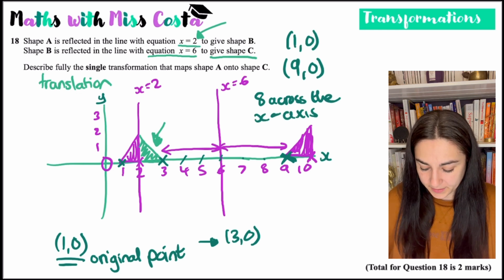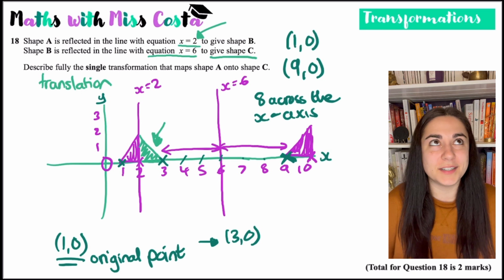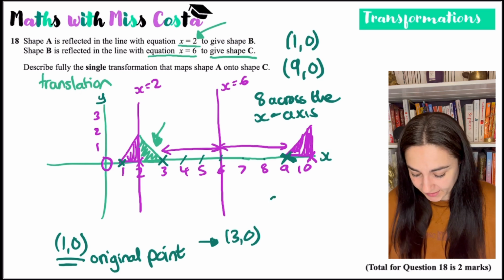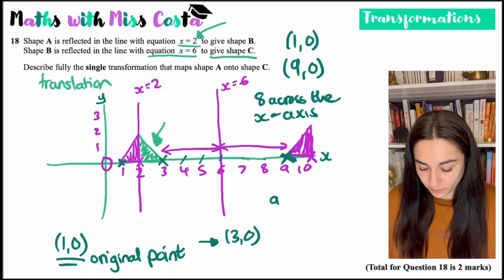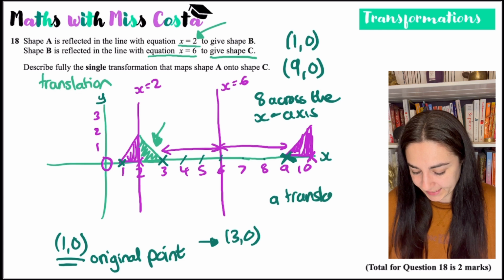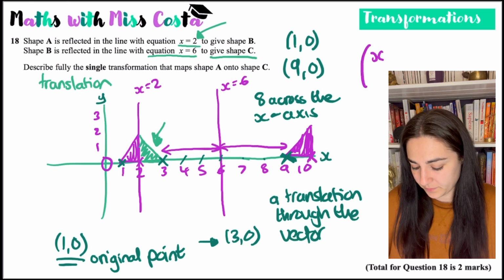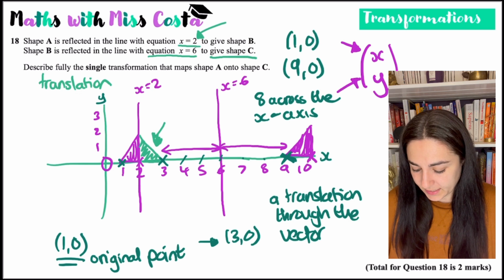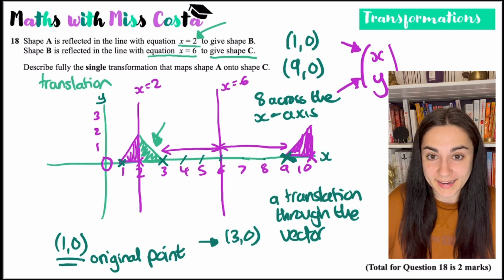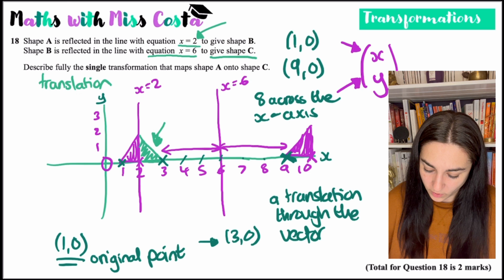And how do you describe translations? So you describe them through a vector. So we'd say it's a translation through the vector. Now with vectors, just a reminder, the top part is your x coordinate. Well, not coordinate, the movement along the x-axis, and the bottom part is the movement along the y-axis.